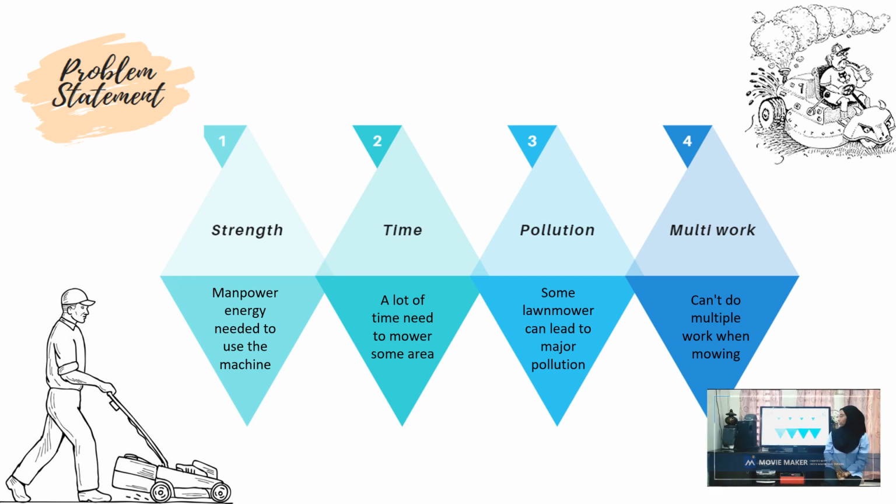Now we move on to time. A lot of time is needed to mow some areas. Basically, with some lawnmowers, such as the steam lawnmower, we have to wait a long period of time for the lawnmower to heat up, and after that we can use it. Most of the lawnmowers that have been created in previous work need so much time to mow the grass area in our house.